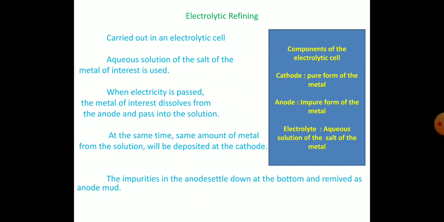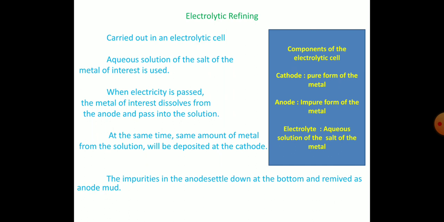At the same time, the amount of substance which is dissolved in the electrolyte will be equal to the amount of substance deposited over the cathode. So that is given in the next point. At the same time, the same amount of metal from the solution will be deposited at the cathode. So from the anode, the pure metal is dissolved in the electrolytic solution. Then from the electrolytic solution, the same amount of metal is moved towards the cathode. Now the impurities in the anode settle down at the bottom and are removed as anode mud. So with this, the electrolytic refining process is over.